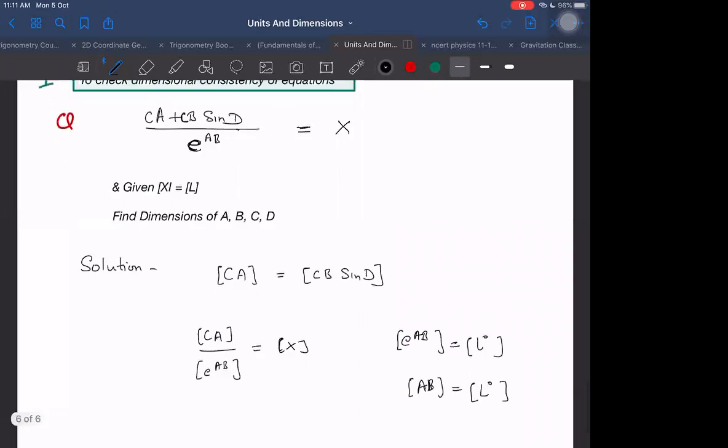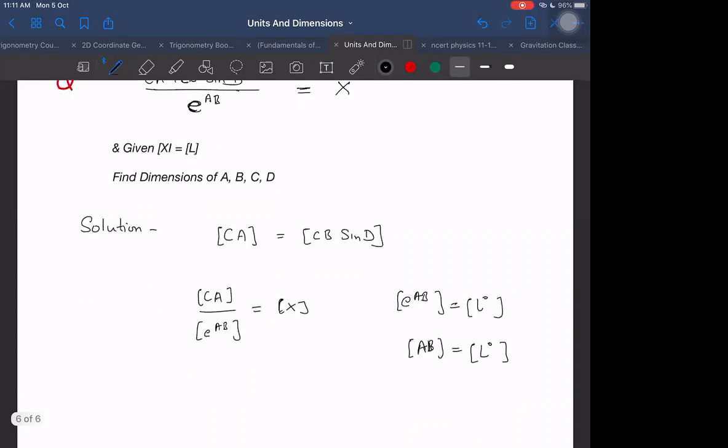And one more thing here now. Sine D is also dimensionless, and the argument of sine D, that is D, is also dimensionless. I told you all the trigonometric ratios, all exponential terms and their arguments are dimensionless. This is the exponential term, total is dimensionless, and its argument AB is also dimensionless. Total sine D is dimensionless, and its argument D is also dimensionless. So these are all dimensionless quantities. So already I got D to be dimensionless.